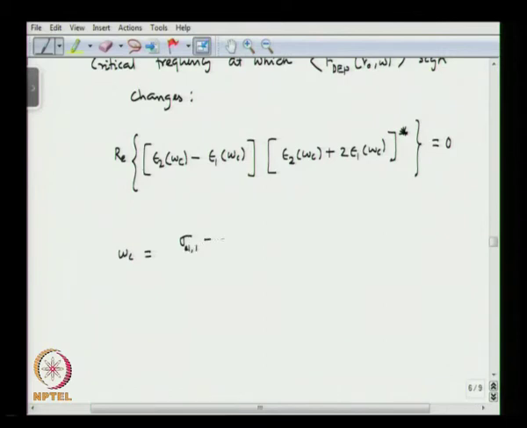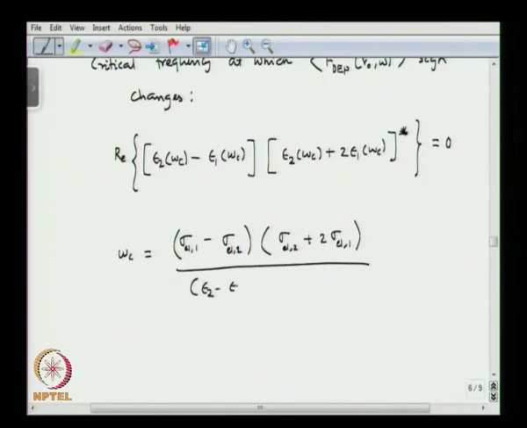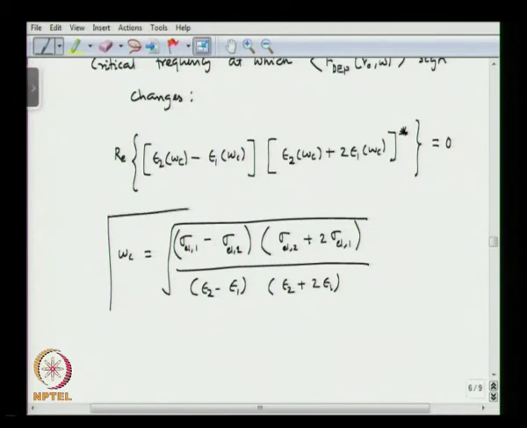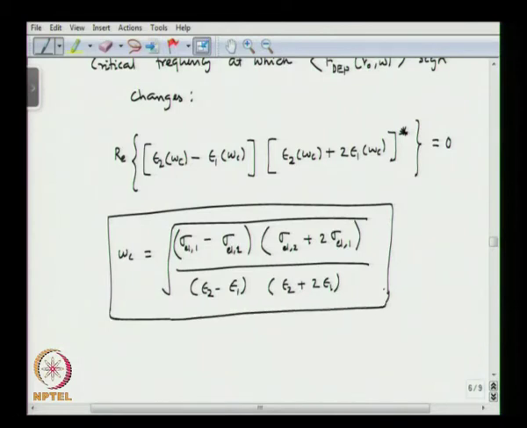If that is 0 you can find the critical frequency, which is going to be the square root of: electrical conductivity 1 minus electrical conductivity 2, into electrical conductivity 2 plus 2 electrical conductivity 1, divided by epsilon 2 minus epsilon 1, into epsilon 2 plus 2 epsilon 1. So the critical frequency is going to depend on the electrical conductivity of the medium and the particle, and the dielectric constant of the medium as well as the particle. So the critical frequency at which the force will change sign depends on the electrical conductivity and the dielectric constant of the medium as well as the particle.